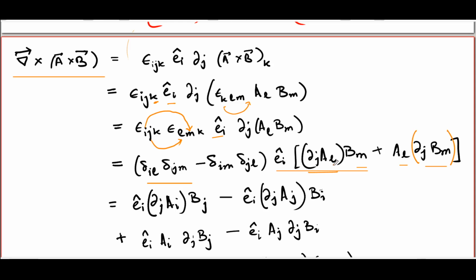All the L's in this expression will become I's. That means this one will become I, and the M's will become J. So this one will become J. So you have EI, del J AI, BJ.